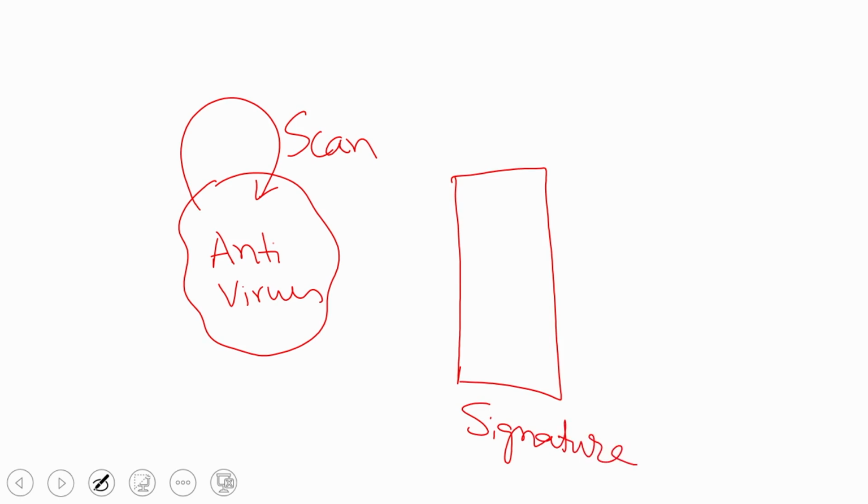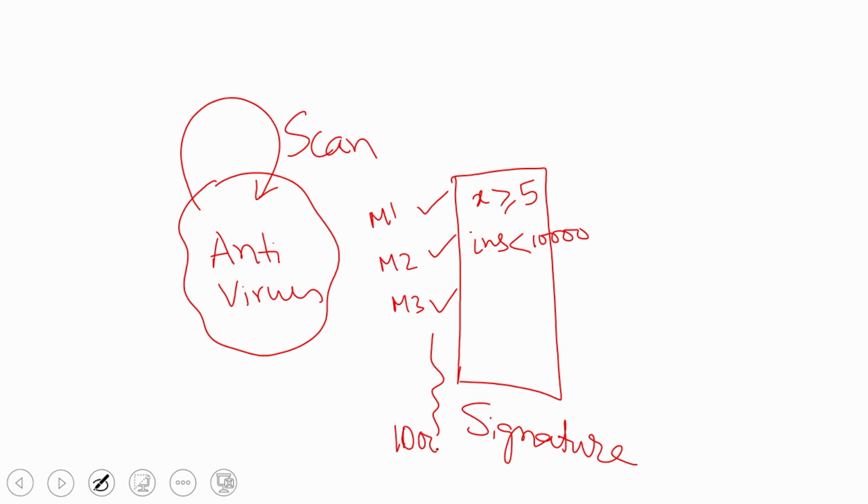You have a signature file in the system, and you can think of it as equations like x greater than or equal to 5, number of instructions less than something, and so on, and each entry corresponds to one malware. This could be malware 1, this could be malware 2, and this could be malware 3, and they have thousands of such entries.